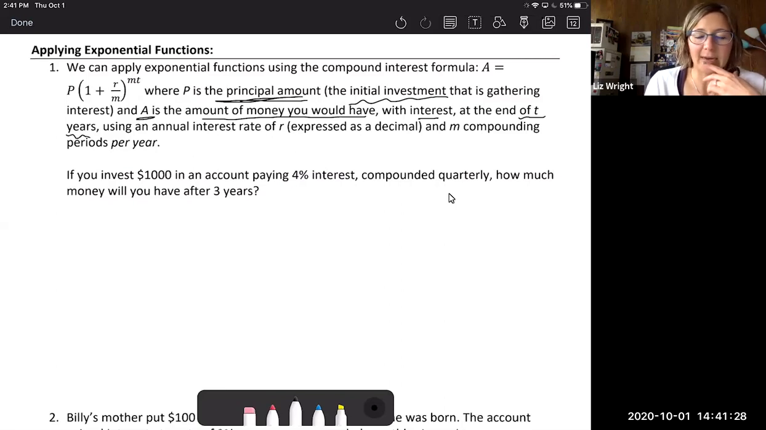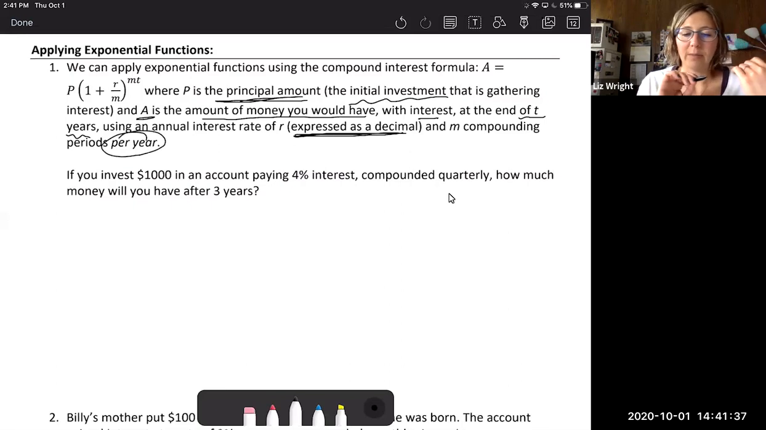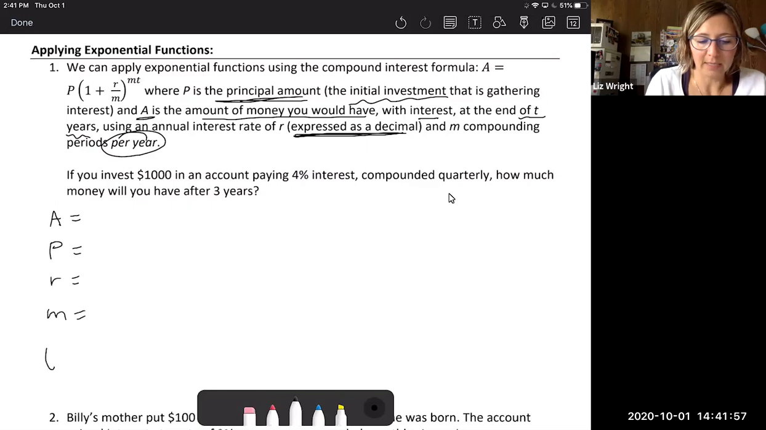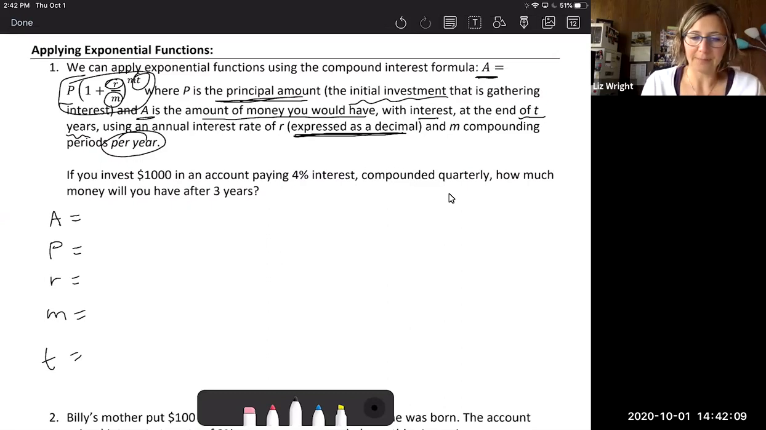Using an annual interest rate, again, we're expressing our rate as a decimal. And M is going to be the compounding periods per year. So if something is compounded semi-annually, that would be 2 times a year, right? So every 6 months. Before we even do that, I want you to write our letters off to the side, A, P, R, M, and T. I'm just pulling those straight from our formula right here. So I just see that we have an A, a P, an R, an M, and a T. And I want you to just write those letters in.